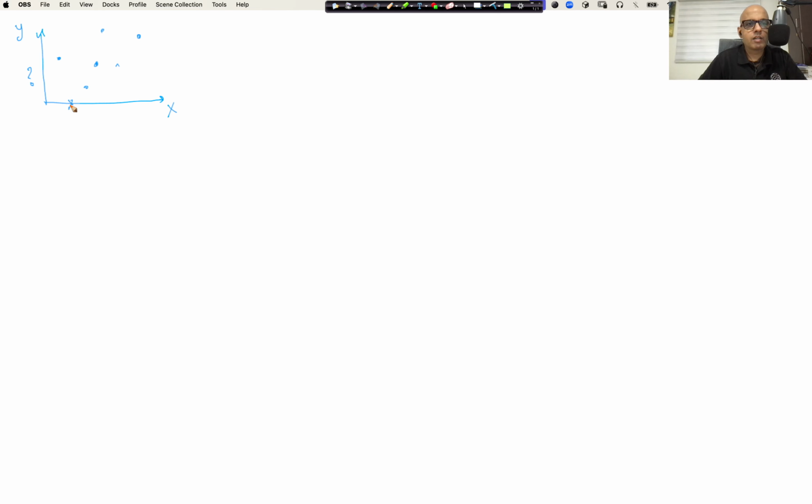To find the value of this new data point, we could say that the value is this, or maybe this value, or this value, right? So we do not know what the value of this new point should be, and therefore what can be done is we can try to fit a line.